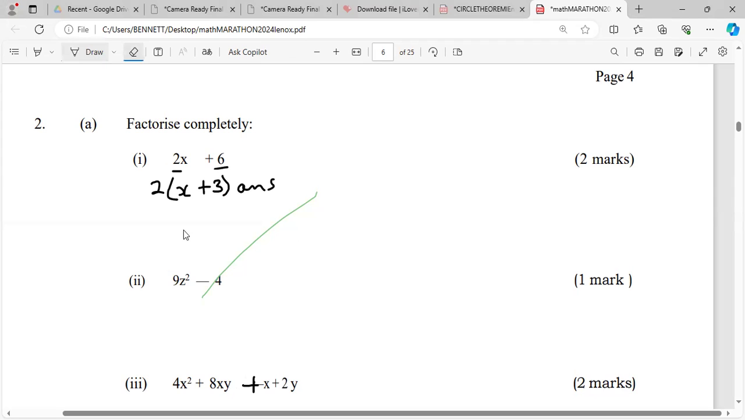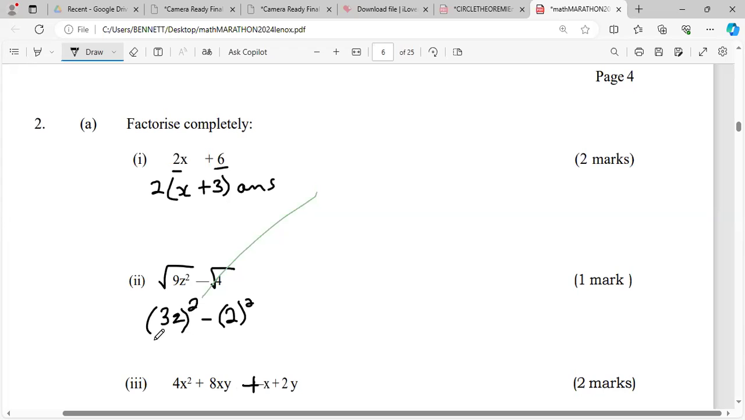Alright, this one now is a little bit tricky. It's the difference of 2 squares. So you have to know to identify it. Once you see a minus and you see 2 numbers where you can find the square root, you have to look out for that, right? So what number multiplied by itself gives you 9? That would be 3. What do you multiply by itself to give you z squared? That would be z. So if you square this, you will get 9z squared. And then what number do you multiply by itself to give you 4? 2, right? Because 2 times 2 is 4.